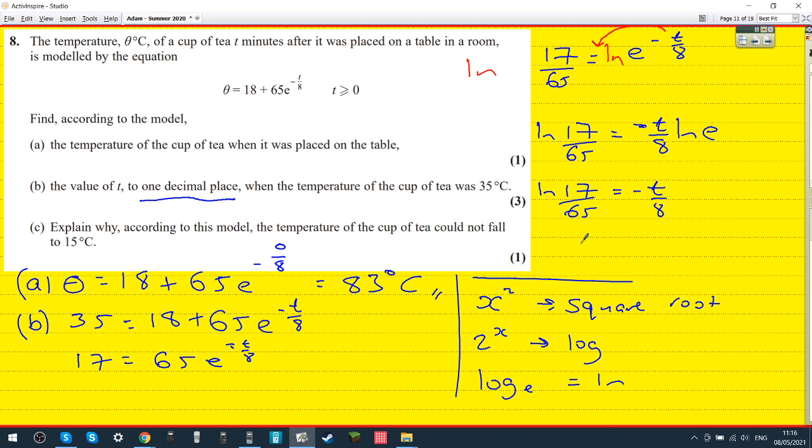And then you just times by 8 on both sides. Times by minus 8, and then you times by minus 1, both sides. And that gives you 10.73 to 2 decimal places. The question says 1 decimal place, so 10.7 minutes. Okay, C.